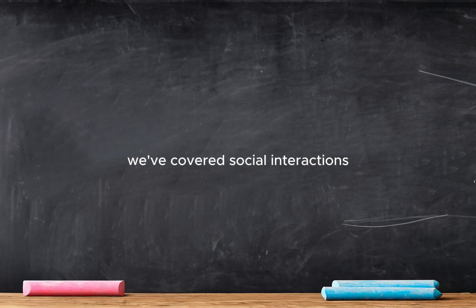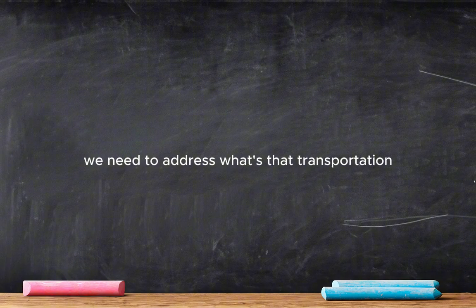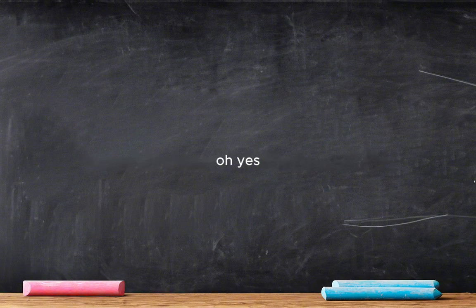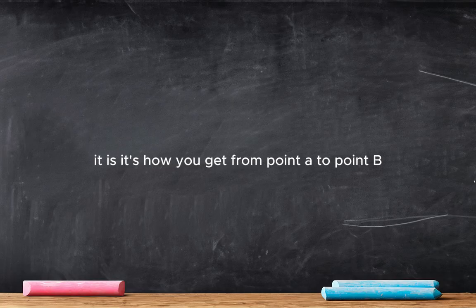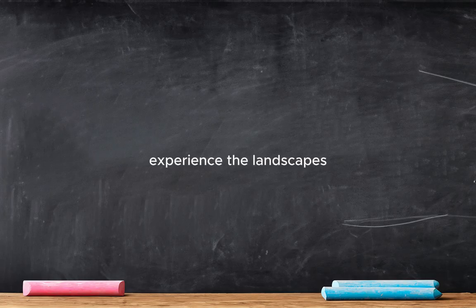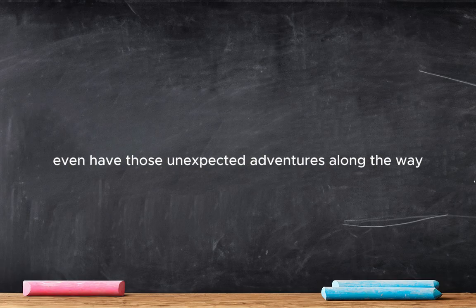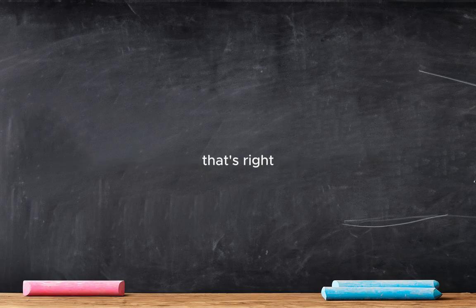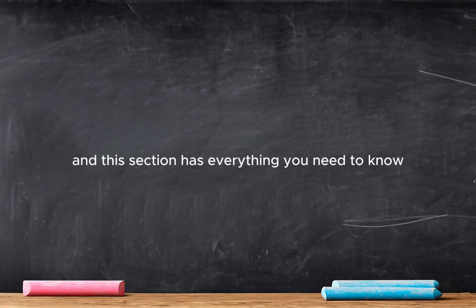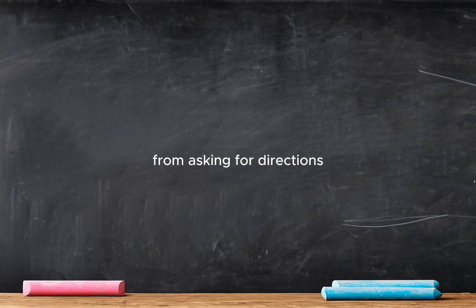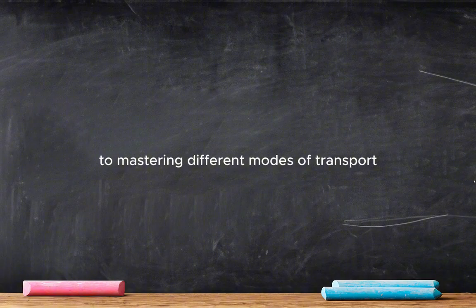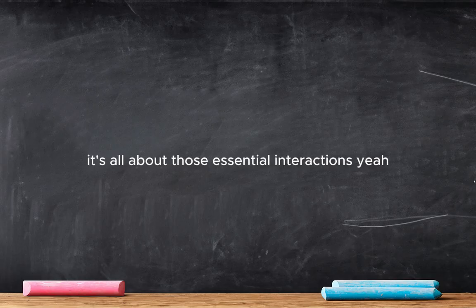Exactly. Okay, we've covered social interactions, but there's another essential aspect of travel we need to address. What's that? Transportation. Ah, yes. Transportation, the lifeline of any trip. It's how you get from point A to point B, experience the landscapes, and sometimes even have those unexpected adventures along the way. That's right. And this section has everything you need to know, from asking for directions to mastering different modes of transport. For sure. At that beginner level, it's all about those essential interactions.